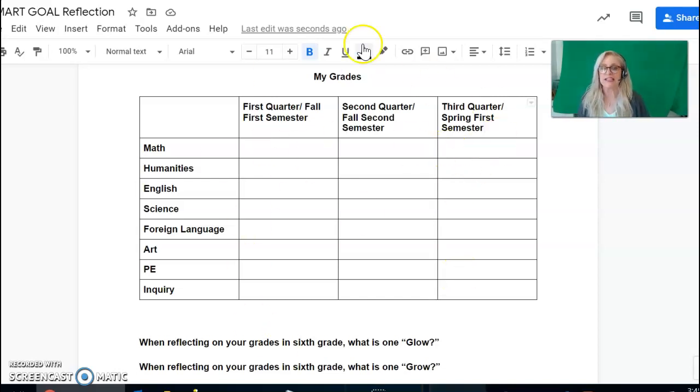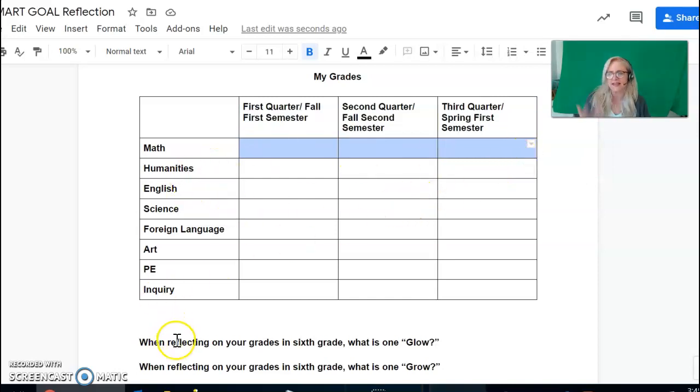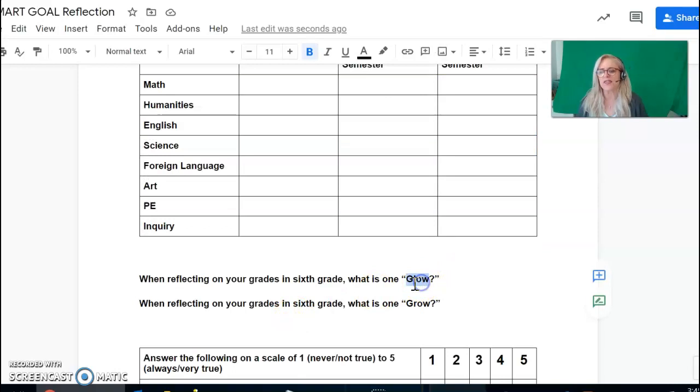Once this is completely done, I want you to look at your grades and look at your math grade. First quarter, second quarter, and then third quarter. Is it going up? Is it going down? Is it staying the same? And then I want you to find one glow, one thing in any of your classes, not necessarily math, it could be humanities, it could be science. A glow is something that you're proud of, something that you highlight. So for example, today one of the students took their English grade. First semester it was a B, and second semester it was a B, and third semester they pulled it up to an A, and that's their glow.